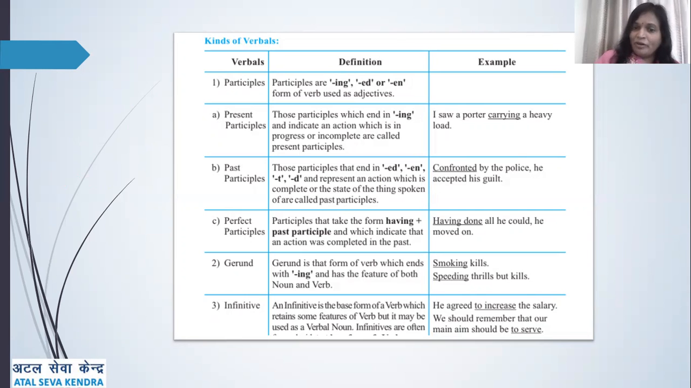An infinitive, as we already discussed, is the base form of a verb to which to is affixed. He agreed to increase the salary. We should remember that our main aim should be to serve. So here you find base form of verbs. And before the base form of verb, what is added? To. Such words are infinitives.